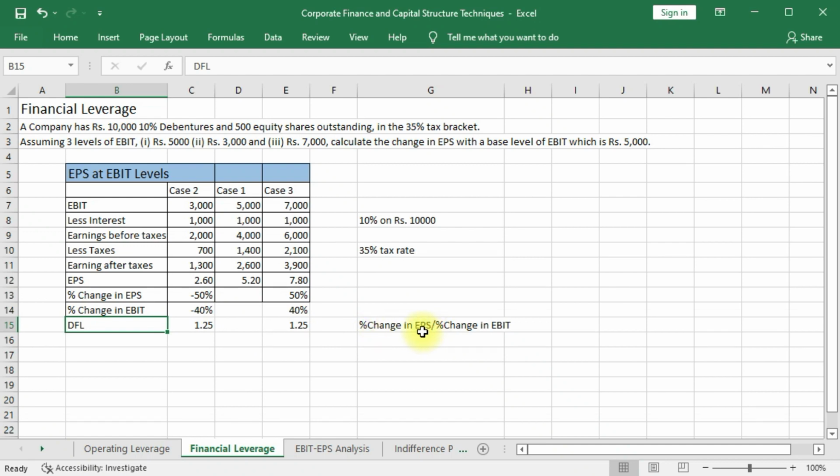What is degree of financial leverage? It is percentage change in EPS divided by percentage change in EBIT, which is 50% divided by 40%, which is 1.25. So we see that whenever the EBIT goes up, earnings go up, and the degree of financial leverage is constant at 1.25. It is positive. And when the EBIT is lessened, it is 1.25 on the negative side of things. So this sums up the discussion on financial leverage.